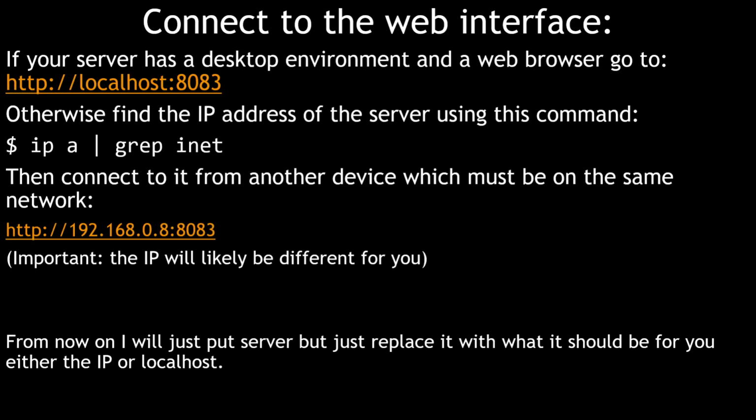Connect to the web interface. If your server has a desktop environment and a web browser on, go to localhost:8083. Otherwise, find the IP address of the server using this command. Then connect to it from another device which must be on the same network. From now on I will put server as the link, but just replace it with what it should be for you, either the IP or localhost.